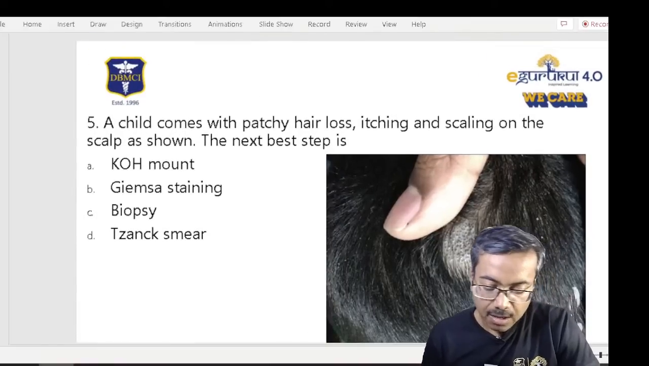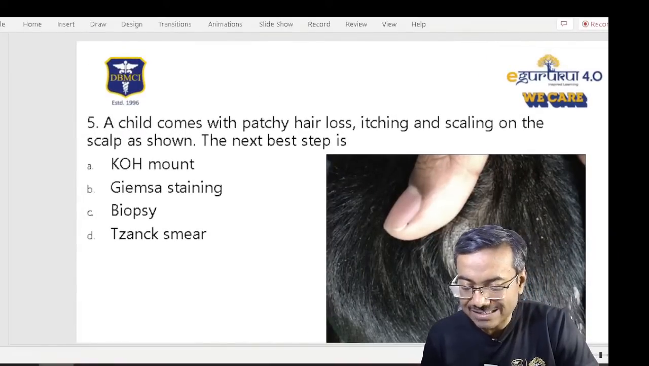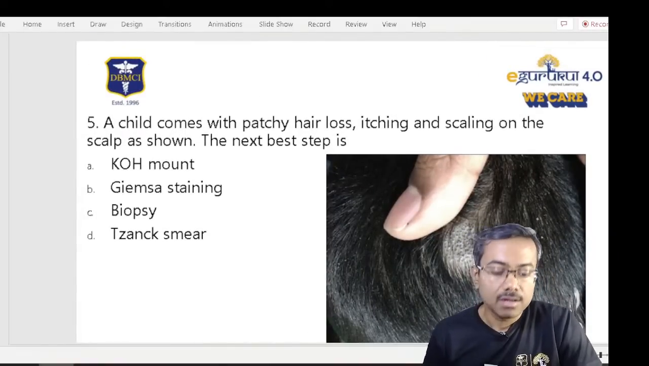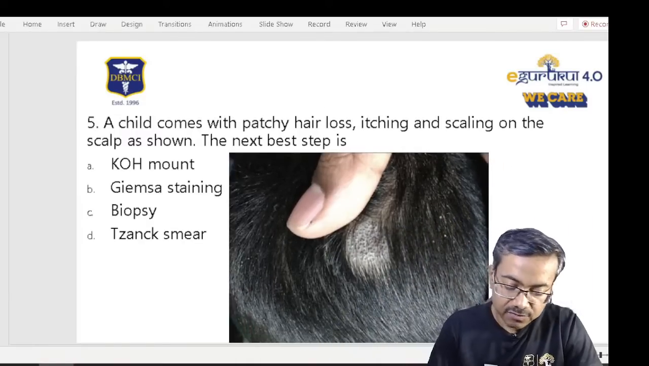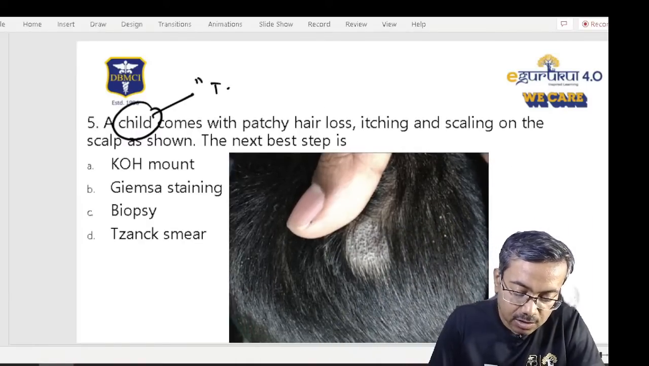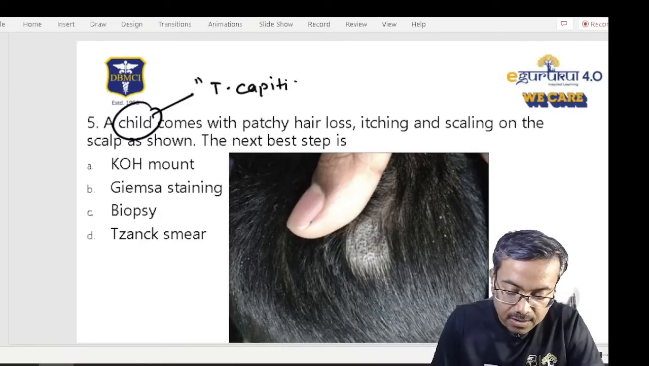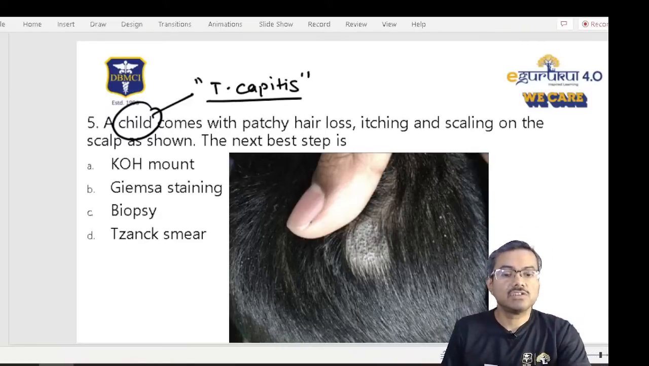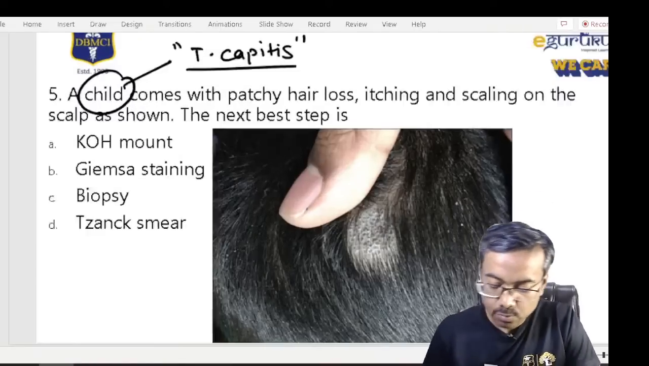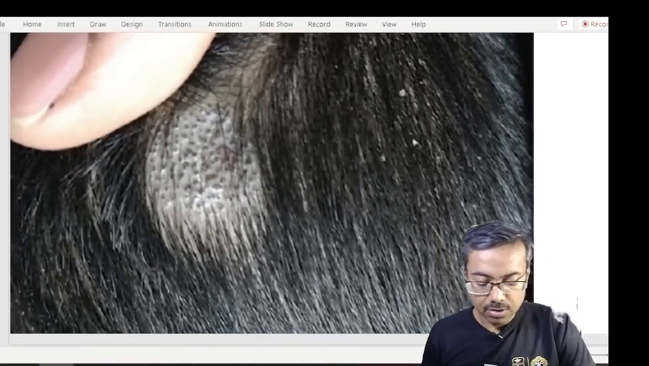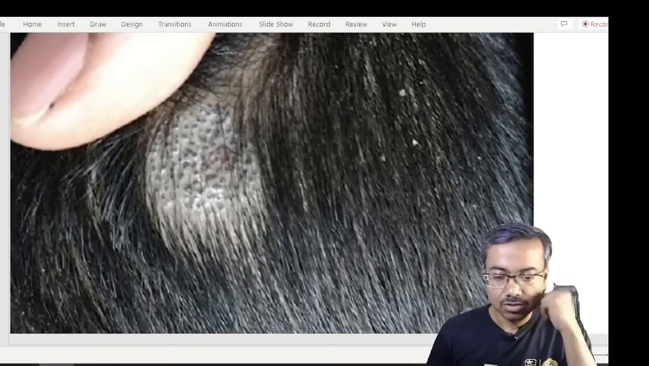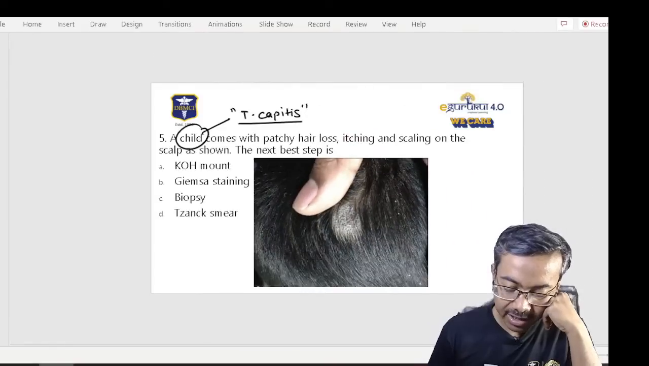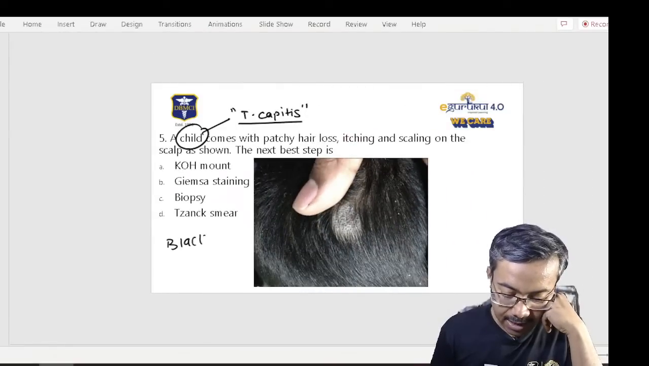Fifth, a patient comes with patchy hair loss, itching and scaling on the scalp. Now, if I zoom in to this image, it's a very interesting image. You can see, first of all, it's a child. Child is a clue for tinea capitis. Never answer it for adults, only answer it for children. Okay, if I zoom in now, can you see some dots? Can you see these dots, these black dots? So, we basically call this black dot tinea. Black dot tinea capitis.